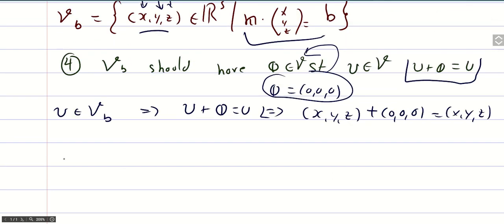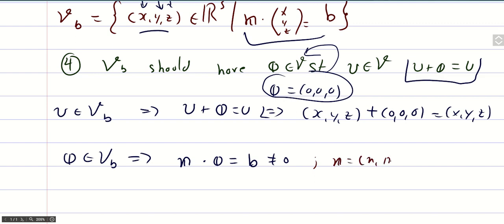What happens if 0 is an element of V of b? Then this implies that the vector n times the 0 vector is equal to some non-zero constant. But n is just n1, n2, n3, and they could be any numbers, not all 0. So not all of them are zeros.